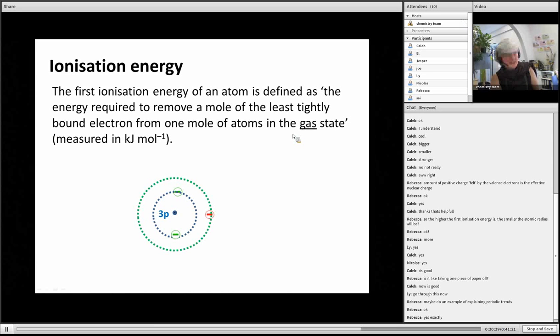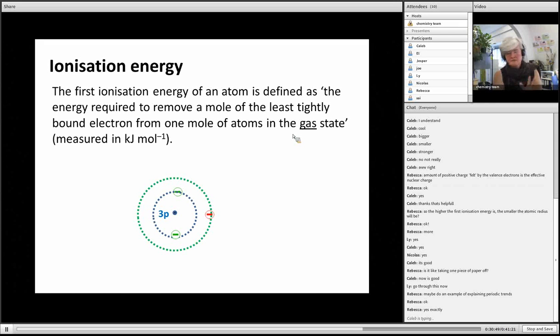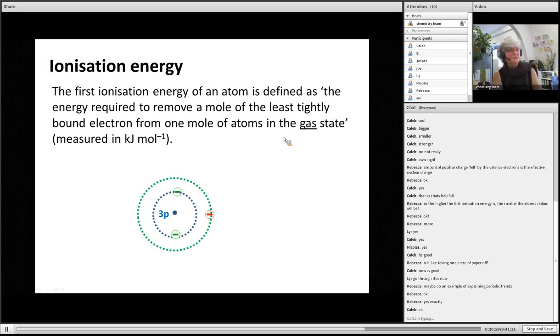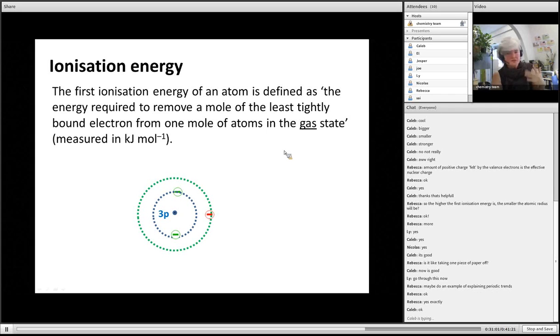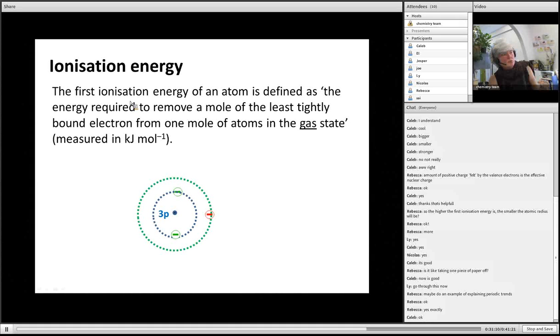Now at level 3, you have to include states in all your equations. So you can't just say Cl going to Cl plus electron. You have to say Cl gas going to Cl plus gas plus electron. You don't have to say the gas phase for electrons because it's not really a species in itself. Okay, so what is the first ionization energy?